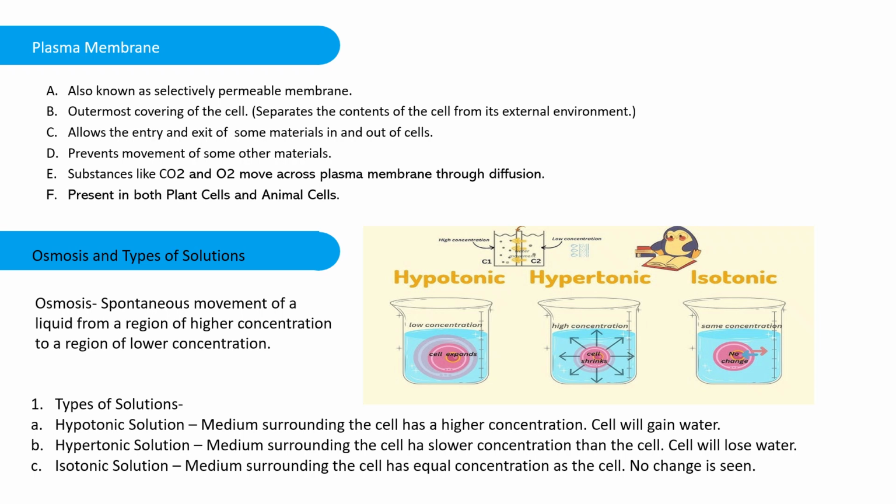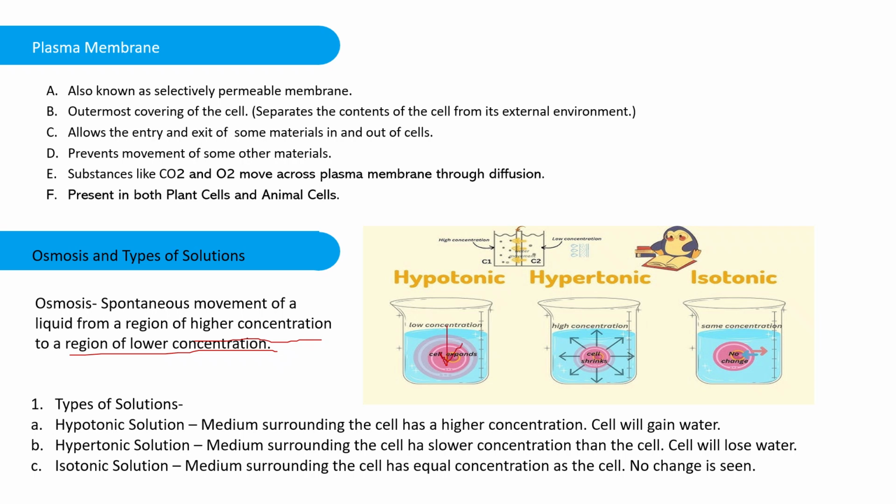First, hypotonic. A hypotonic solution is a solution in which the medium surrounding the cell has higher concentration. So the cell will gain water. As we can see in the image, the cell has the lower concentration. And we have studied that water moves from the region of higher concentration to lower concentration. So the cell will gain water and it will swell.